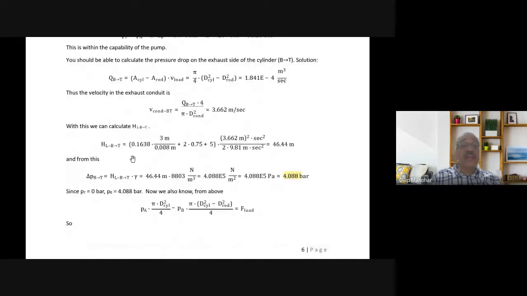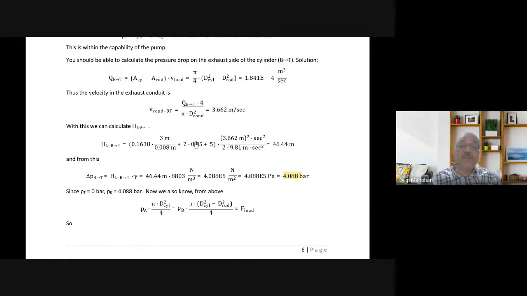So you calculate the exact pressure drop from B to tank. Say, because we know the velocity in the conduit, we assume the same tubing. So here is that calculation: friction factor 0.1638 into length upon diameter into V square by g. This also we have assumed for the 3 meter length of the pipe. Diameter is assumed 8 inside diameter.